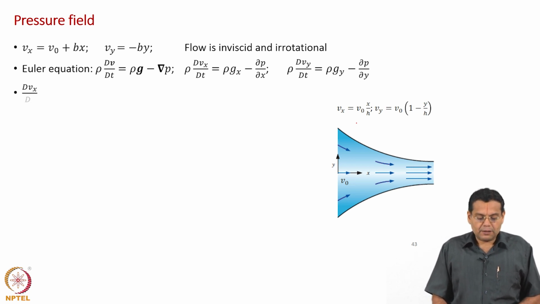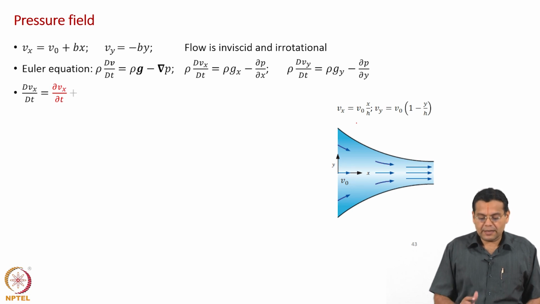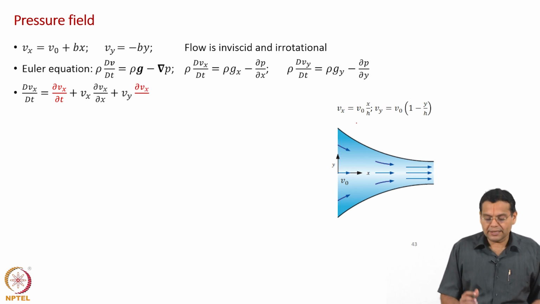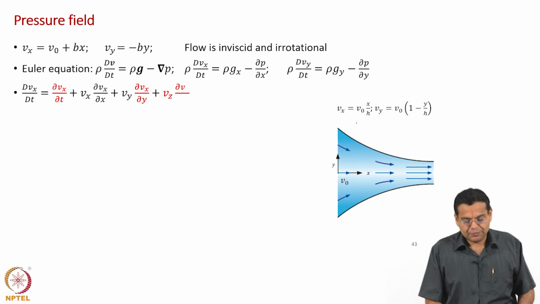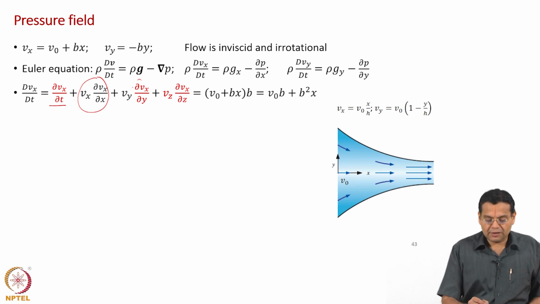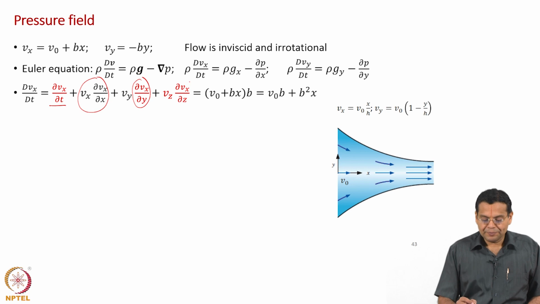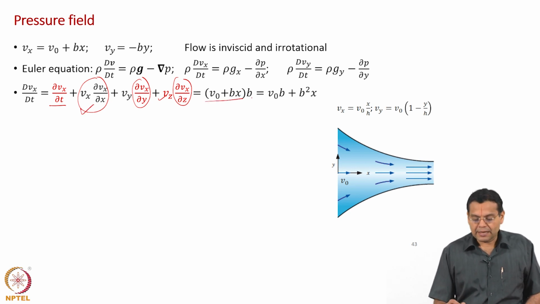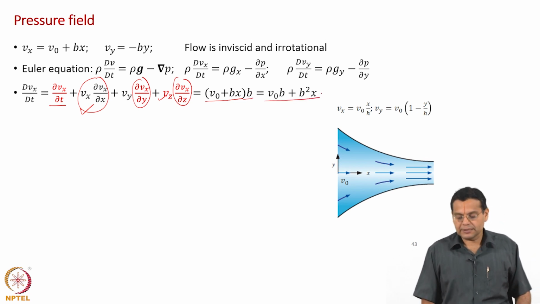Now, let us simplify the substantial derivative of Vx, dVx by dt, and as I told you, we have already done this as an example to illustrate the Euler equation. Steady state, so this is 0, and these two terms are not 0. Vx is not a function of y, so this is 0, and of course Vz is 0, and Vx is not a function of z. So, only this term contributes. Substitute for Vx and the partial derivative of Vx with respect to x, and you get V naught b plus b squared x.